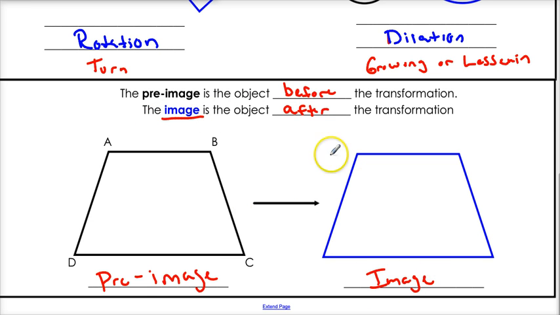And you might remember this from middle school, but there's a notation that we use to mark it. All right? So after transformation, we put this little prime mark there, right? So this would be A prime, B prime, C prime, and D prime. That's how we know this is the image. It has those little marks over there, so don't forget to put those.